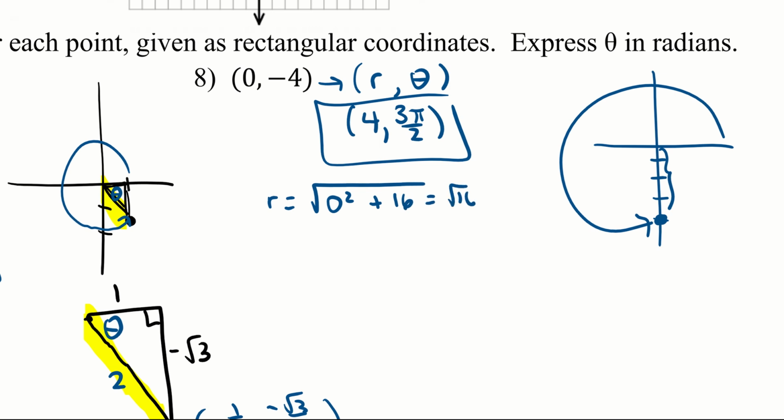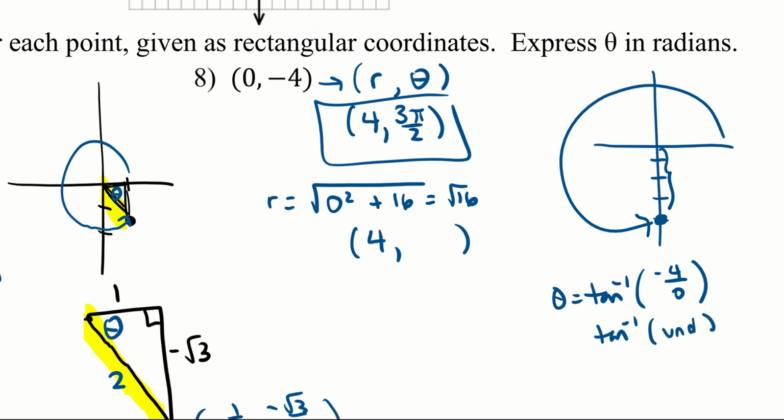I get the square root of 16. We're always looking for the positive or the principal square root here. And then theta is the inverse tangent of y over x. Well, that's undefined, right? Where do we have an undefined tangent? Well, the inverse tangent is undefined whenever cosine is 0, because it's sine over cosine. So we would have that 0 on the denominator.